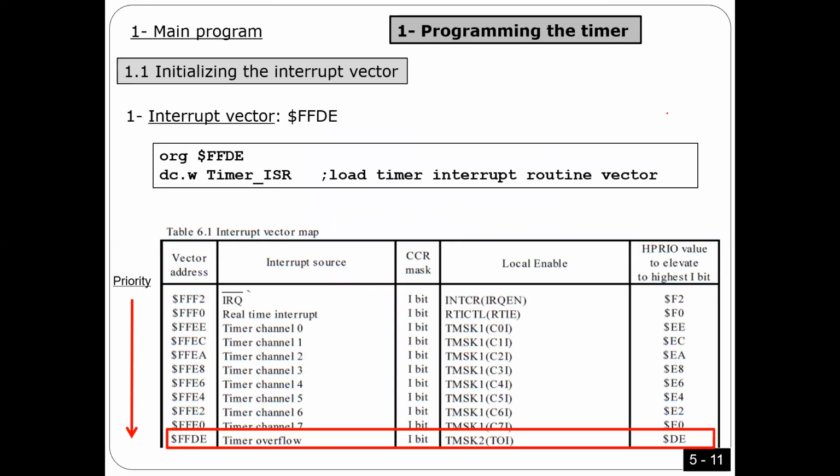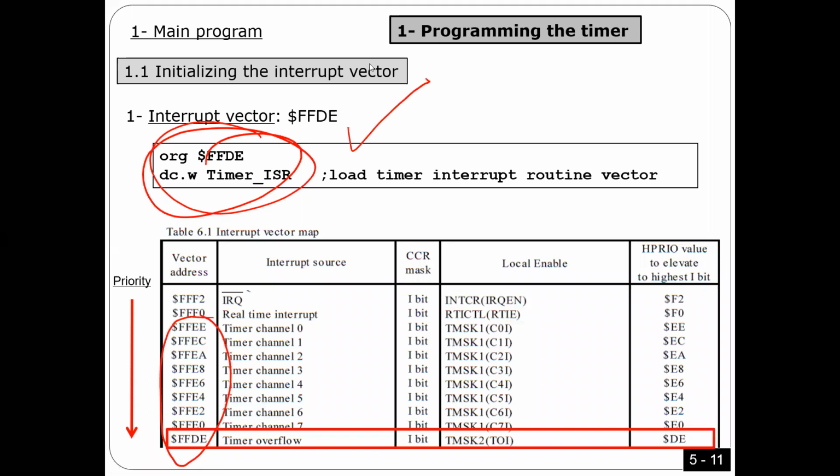How can you program the timer? To program the timer, or to program any channel, similar to what we did in IRQ and RTI, guys, you have to tell the microprocessor where is the interrupt subroutine, right? That's it. Similar to what we did in RTI and IRQ. So you have to do something org like this one, right? So if you want to program the timer overflow, you have to use this value.